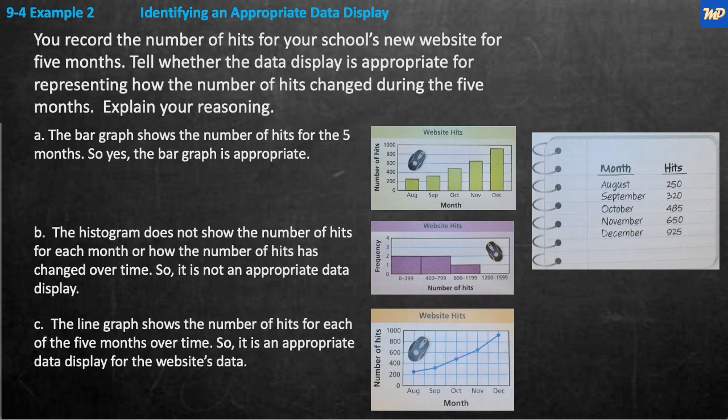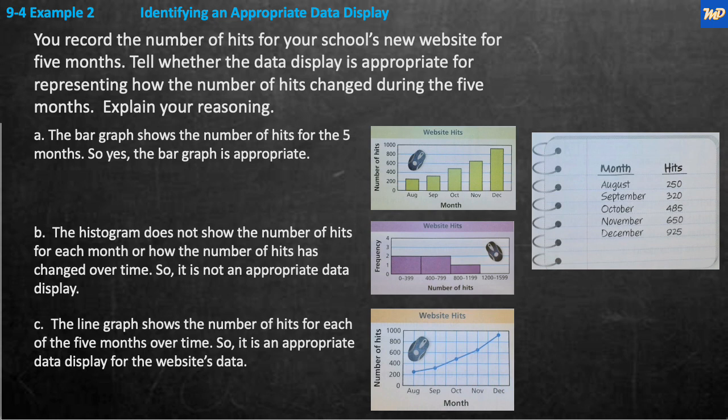Okay? Tell whether the data display is appropriate for representing how the number of hits changed over the 5-month period. So they want to know how did the hits change. In August we had so many, and in September we had a different amount. We want to know how much did they change? A lot, a little, right? And once you've done that, explain your reasoning.